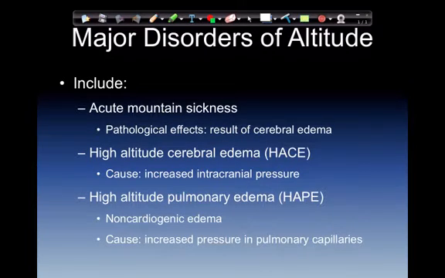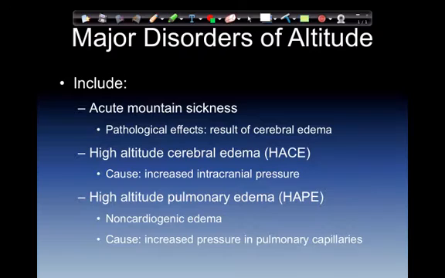Major disorders of altitude. They include acute mountain sickness. The exact cause is not completely known. Pathological effects result from cerebral edema. The oxygen-hemoglobin dissociation curve is involved in this, showing the relationship between the availability of oxygen and oxygen-carrying hemoglobin. High-altitude cerebral edema, or HACE, is a life-threatening condition. It causes increased intracranial pressure due to reduced blood oxygen, or PO2, at altitude, and results in leakage of fluid that compresses the brain tissue. Usual onset is 24 to 36 hours after arrival at altitudes over 10,000 feet.